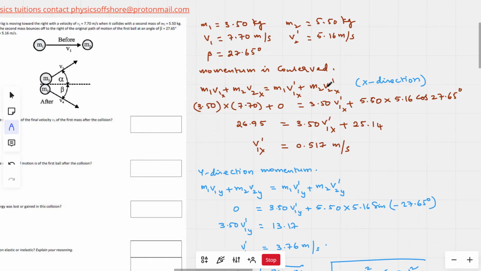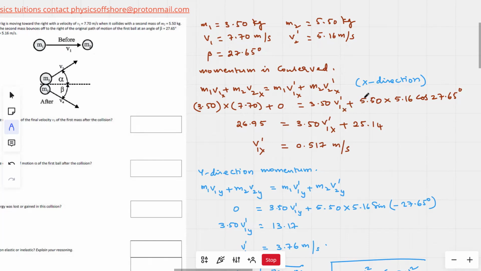m1v1x plus m2v2x is equal to m1v1x dash plus m2v2x dash. Input the values here. The values: m1 is equal to 3.5 kilograms and m2 is equal to 5.5 kilograms. And v1 is given to us as 7.7 meters per second. And v2 is equal to 0 because the second object is at rest.